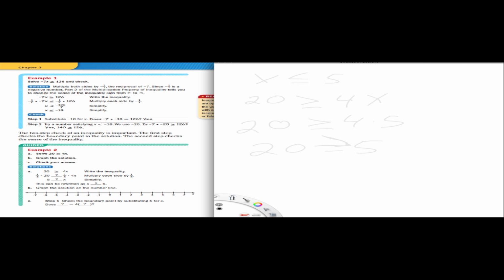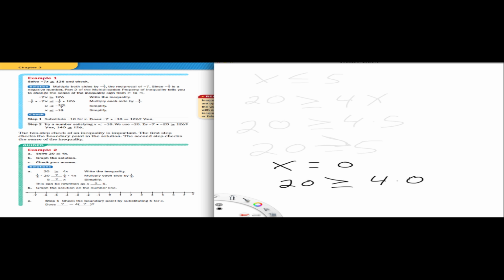My second check is to go in and see, is the inequality pointing the right direction? In other words, if I pick a number, I said that x has to be less than or equal to 5. If I pick a number that is less than or equal to 5, will it be true that 20 is still true? So let's try a number, and we'll say that x equals 0, because 0 is easy. And if x is 0, then that means that 20 should be greater than or equal to 4 times 0.